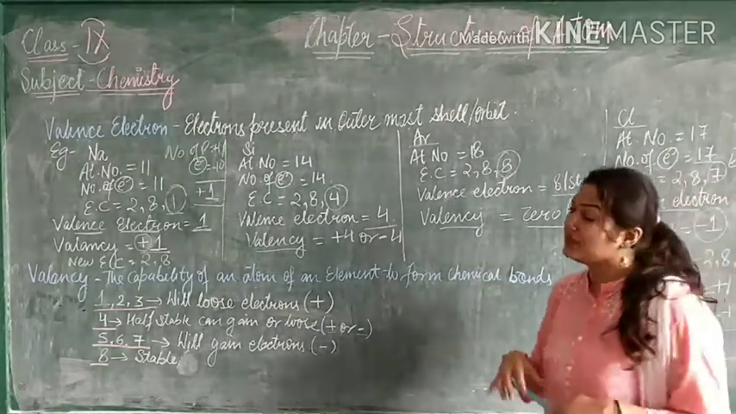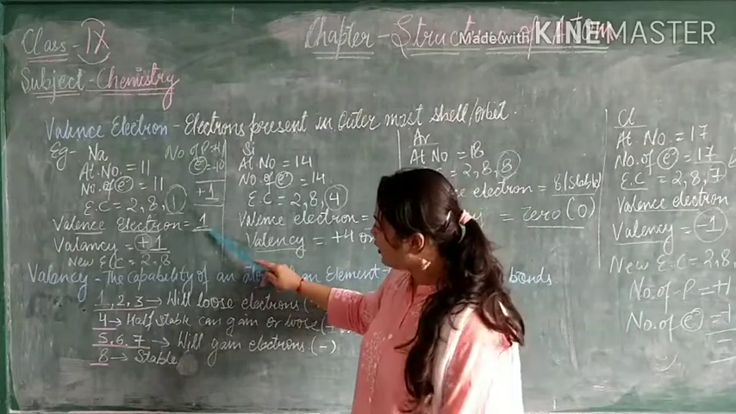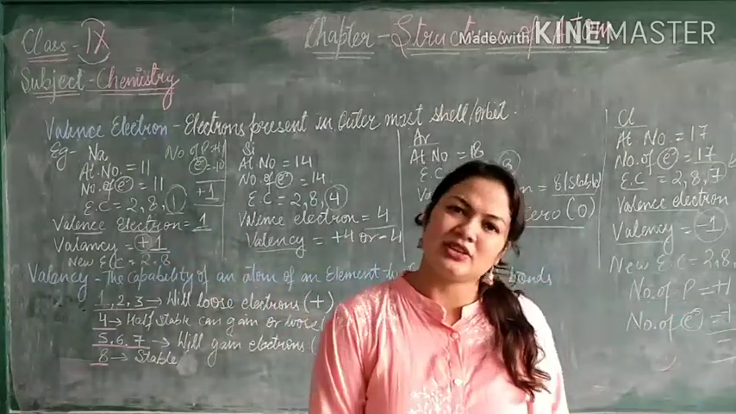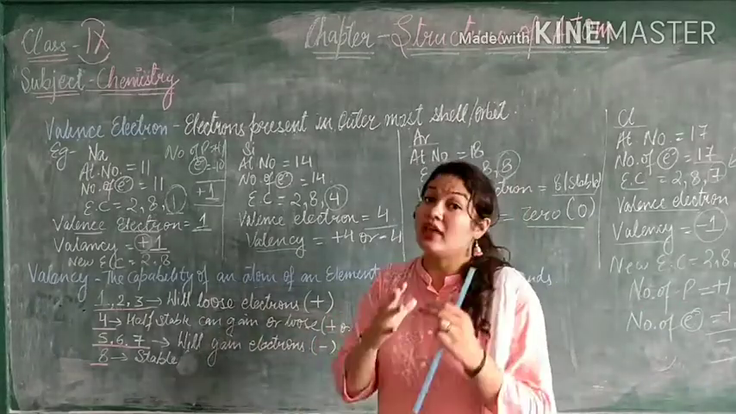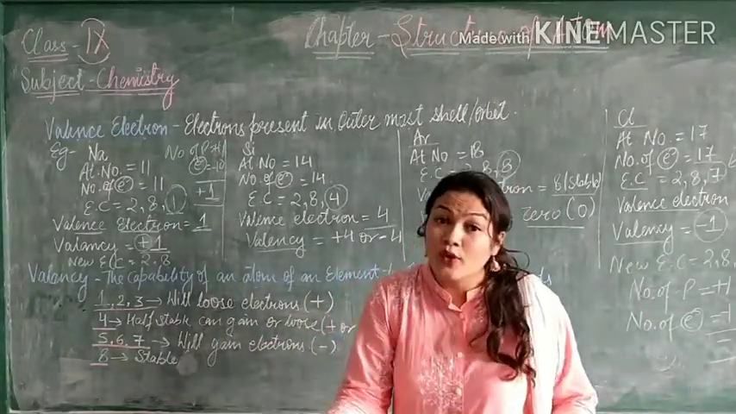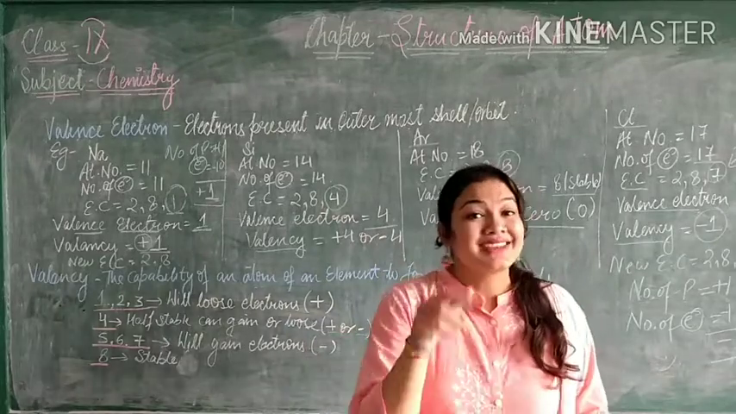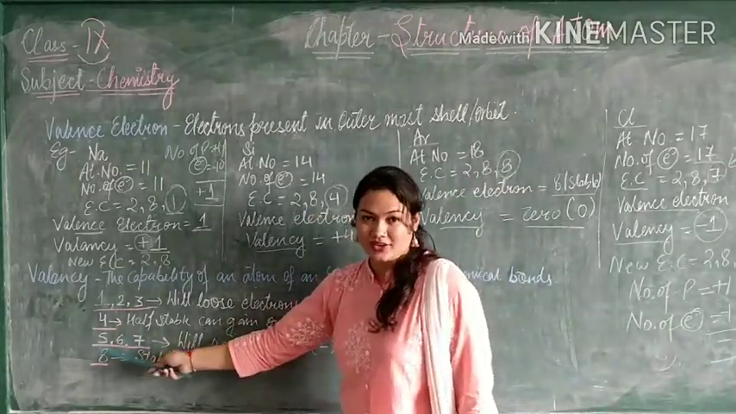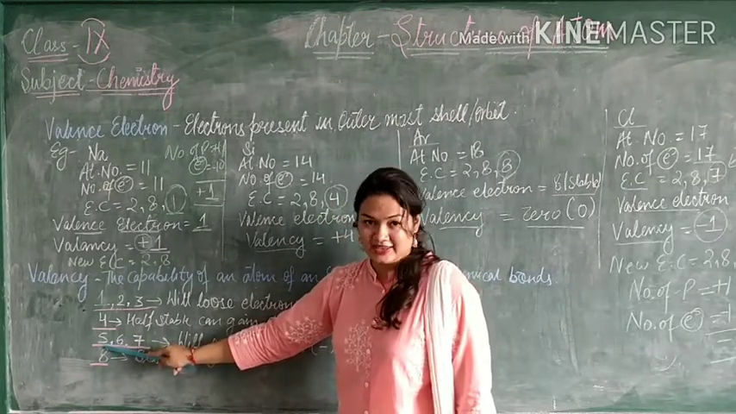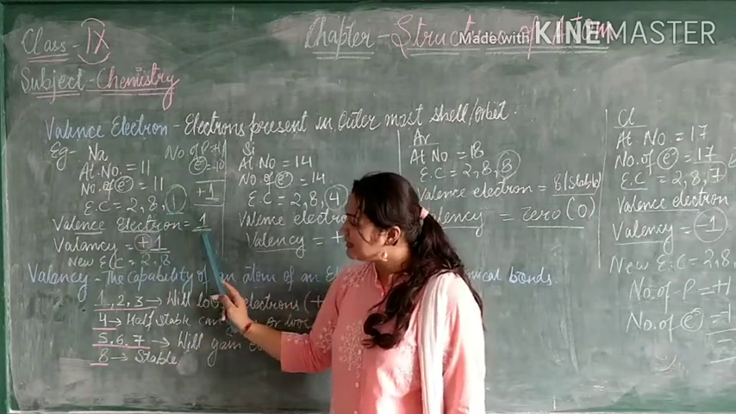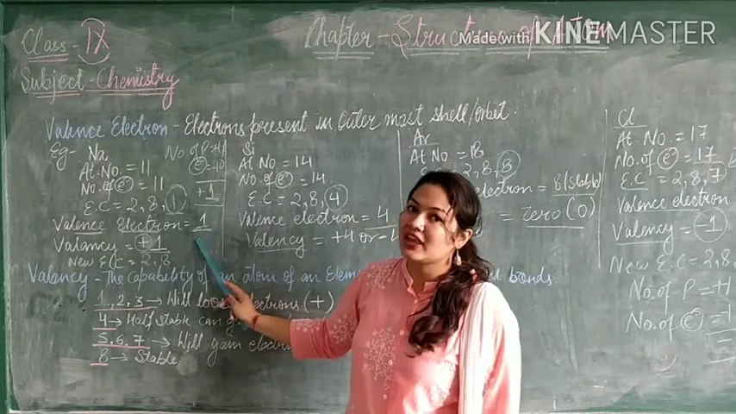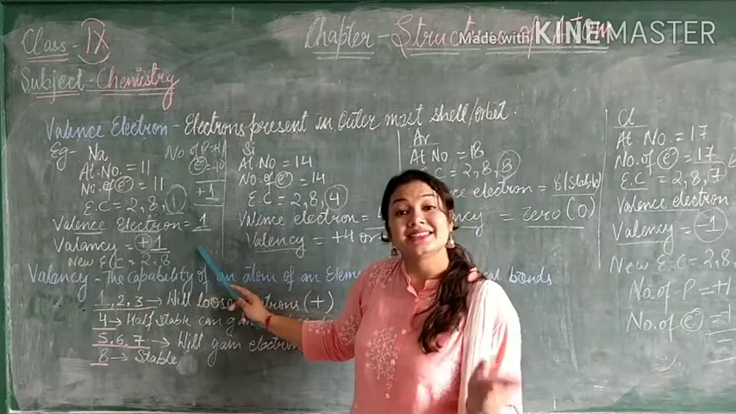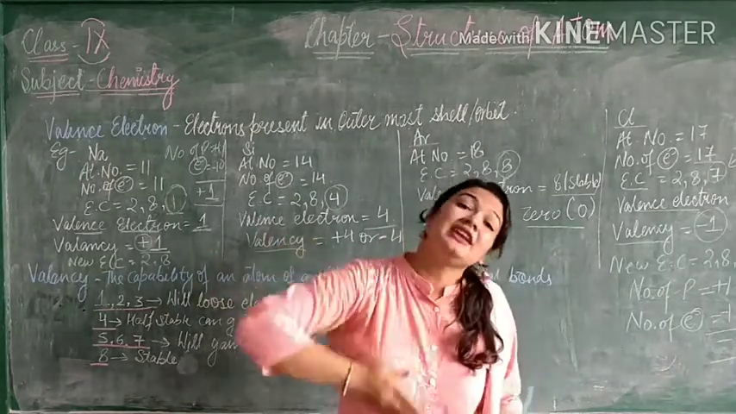Because remember one thing, many students think that okay, valence electron 1 means valency also 1, valence electron 3 means valency also 3, valence electron 5 means valency also 5. No, in some cases it will work, but when it comes to 5, 6, 7, they are going to gain electrons. So if the valence electron is 5, that means they are going to gain 3 electrons, then the valency will not be 5. It will be minus 3 because they are going to take 3 electrons.